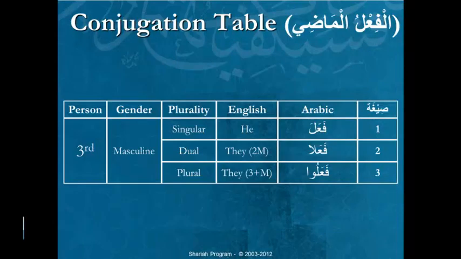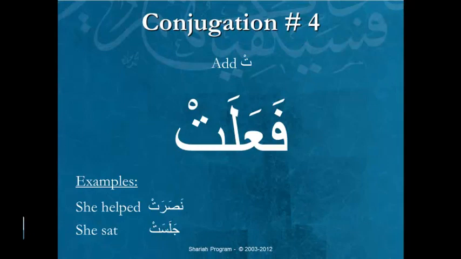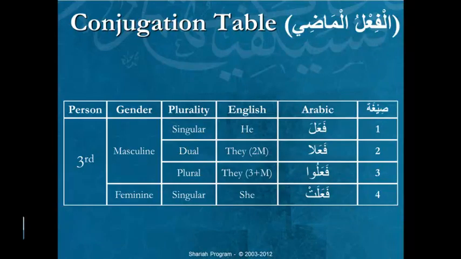Now you're seeing all three of them on the screen, fa'ala, fa'ala, fa'alu, and you should be able to do that lifting your head off the screen. Let's move on to the group, the females, the 1, the 2, and the group of females. For conjugation number 4, they add a ta at the end of the verb after the lam position. The ta has a sukoon, and you get fa'alat, nasarat, she helped, and jalasat, she sat. So you add this to the list, and now we have fa'ala, fa'ala, fa'alu, fa'alat, and you're seeing all 4 of them on the screen.